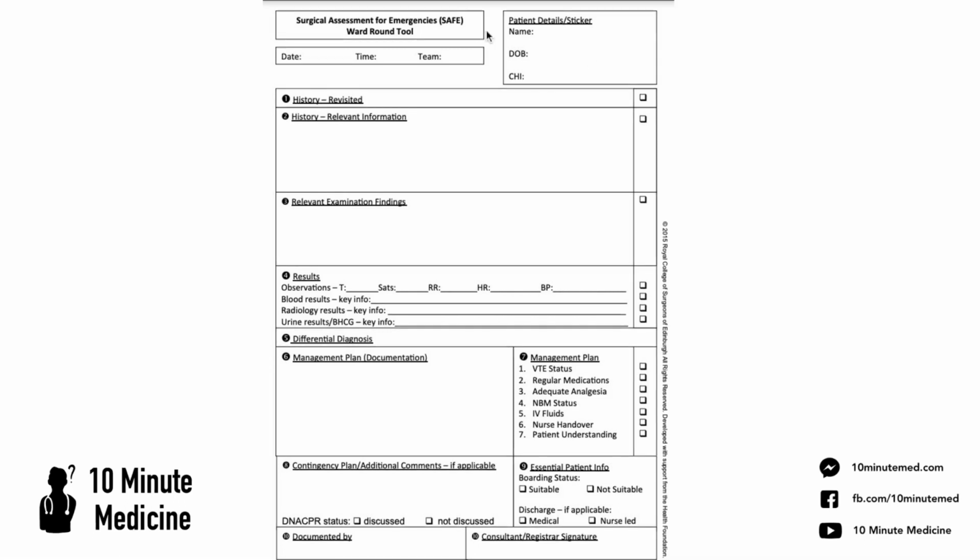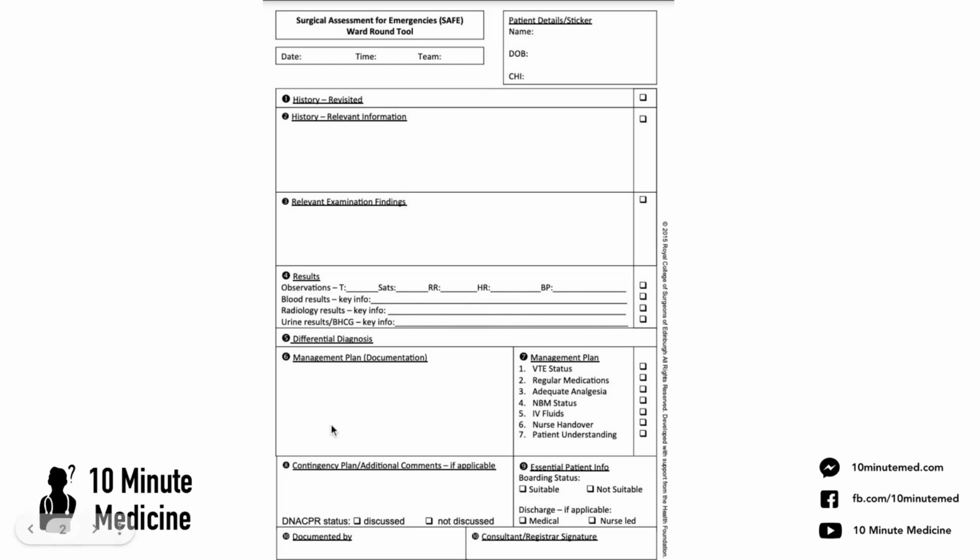Next, we're looking at the date and time and team. So date and time is self-explanatory, but for the team, you'd write which specialty you are. So for example, the upper GI team, and perhaps the name of the consultant leading that ward round on that day.